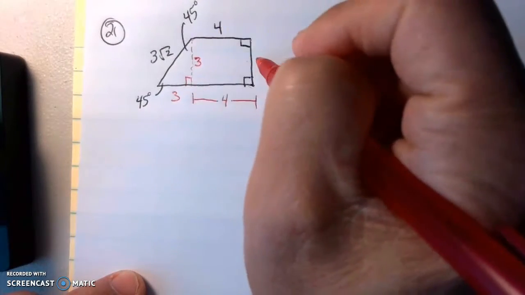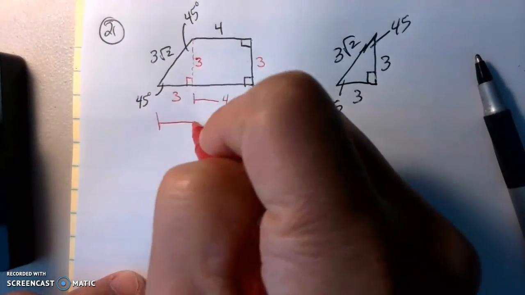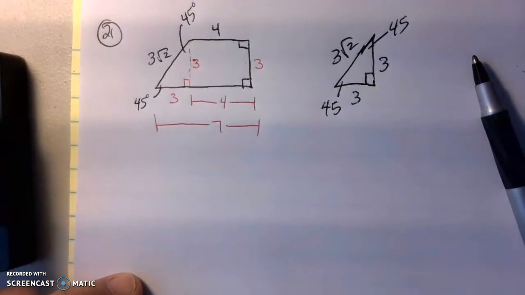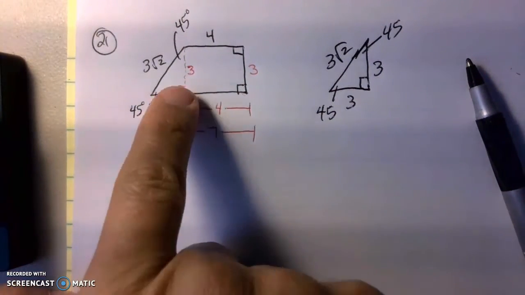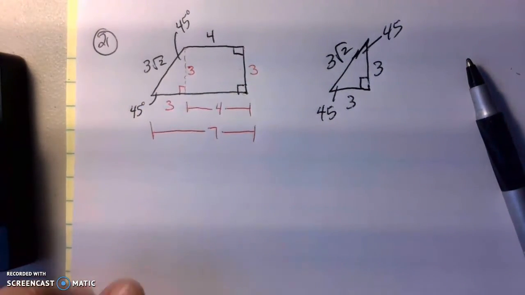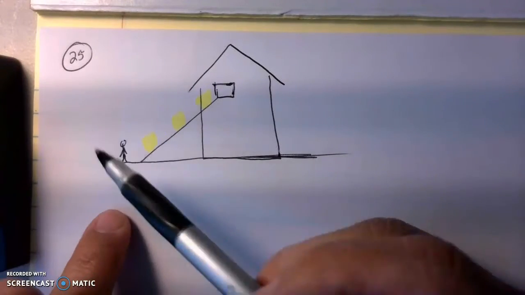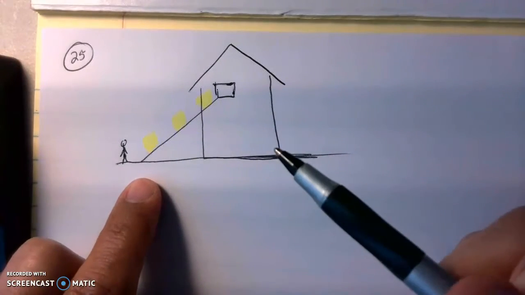In this rectangle, if that's 3 there, it's 3 here, and then all the way across is 3 plus 4, 7. And this again is number 21, but the key is to draw that line, create a rectangle and a 45 degree right triangle. And I'm going to do number 25 here, the word problem. I'm going to read it while we're looking at this picture here.